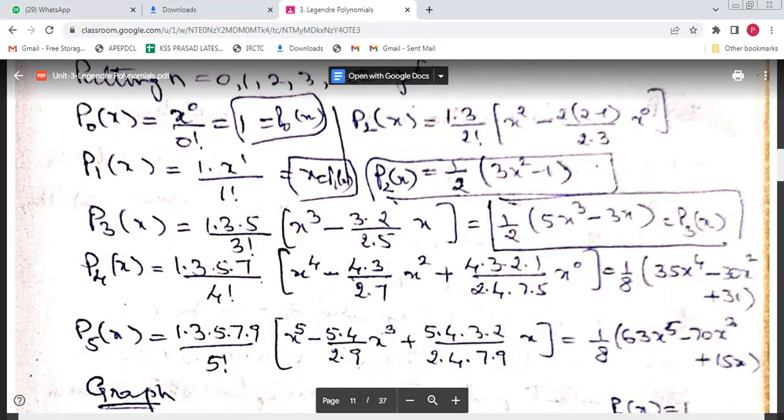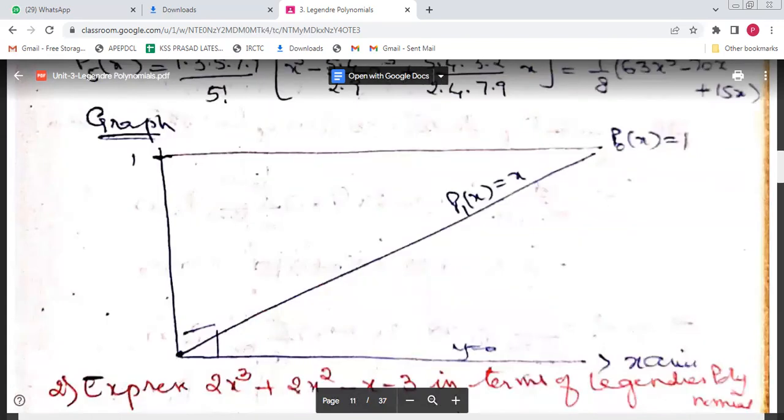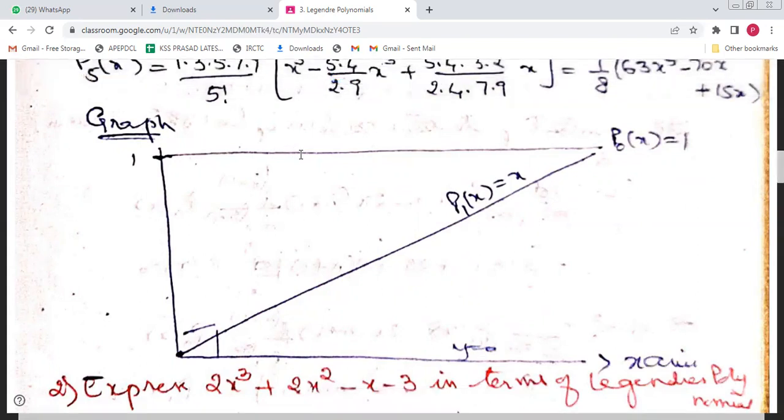Now, if you observe the graph of this function, in the last class also I have shown, when n equal to 0, P naught of x equal to 1 and P1 of x equal to x. So here you can see it is a constant polynomial. P naught of x is equal to 1. That shows it is a constant polynomial. P1 of x equal to x, it is an identity function. This divides the first quadrant into two parts, it is an angular bisector, 45 degrees it makes with the x-axis. So P1 of x equal to x.